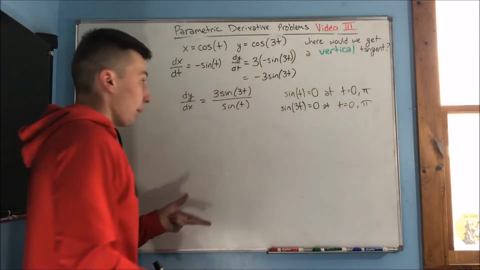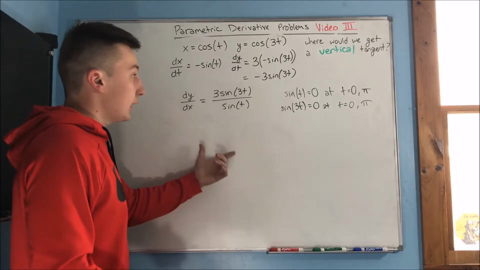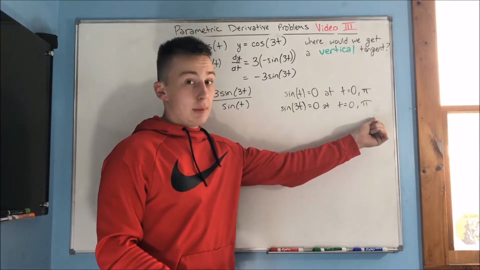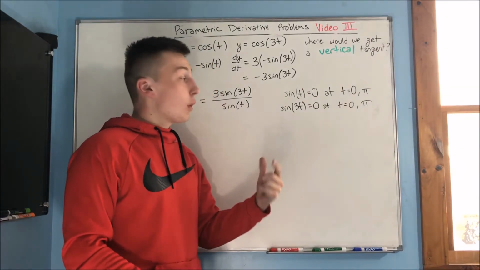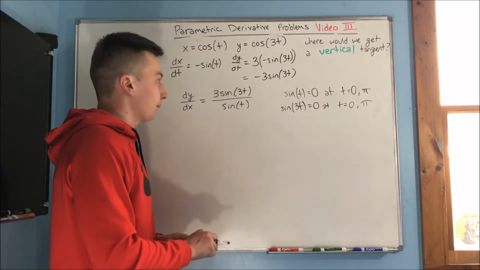That means we have to set up a limit and figure out what the behavior is of this derivative as t approaches 0 and t approaches pi, okay? Because we don't know yet. We know that it's going to be 0 over 0, so we got to figure this out.